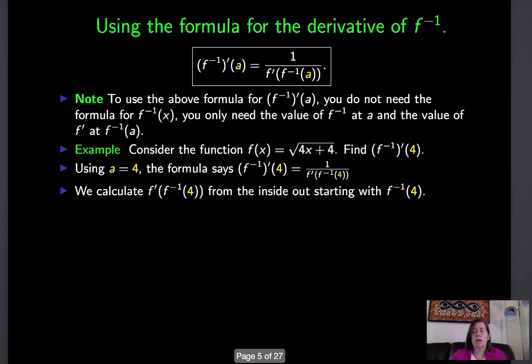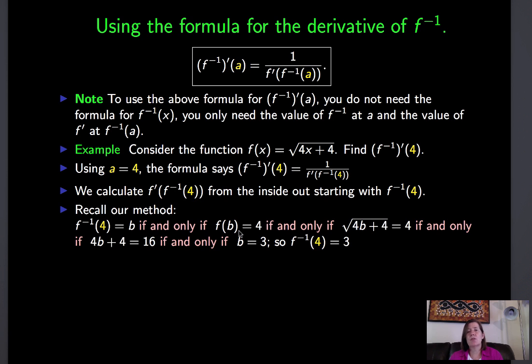Of course, we're going to work on the right-hand side, and the first thing to do is calculate f prime of f inverse of 4 before we take the reciprocal, and we're going to work from the inside out. The first step here is to calculate f inverse of 4. That can sometimes be a long and complicated process, and you have to remember our method from before.